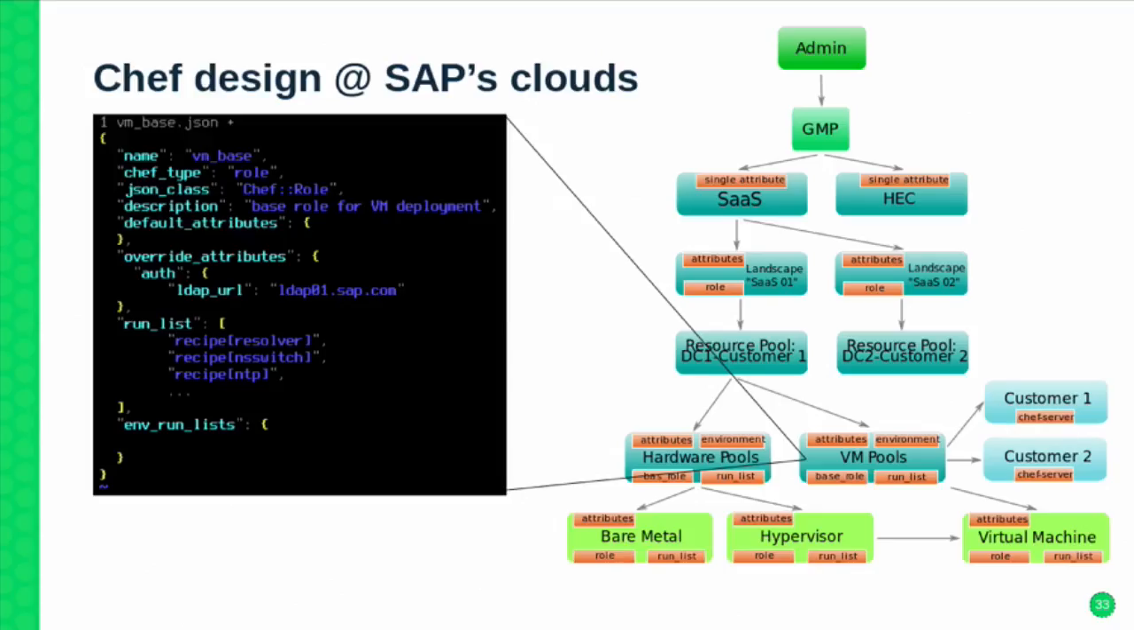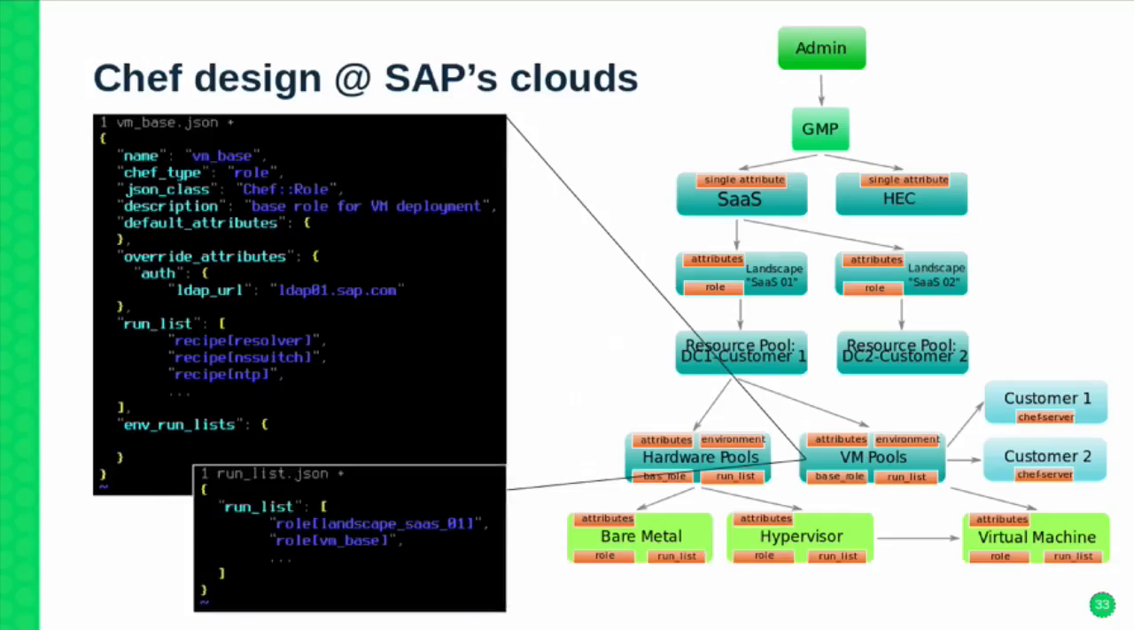So if we want to reference, okay, I want to install a VM, we just have to reference that the base role is VM base. We don't have to say, okay, install this, this, this, this. We just have to say install the base role.